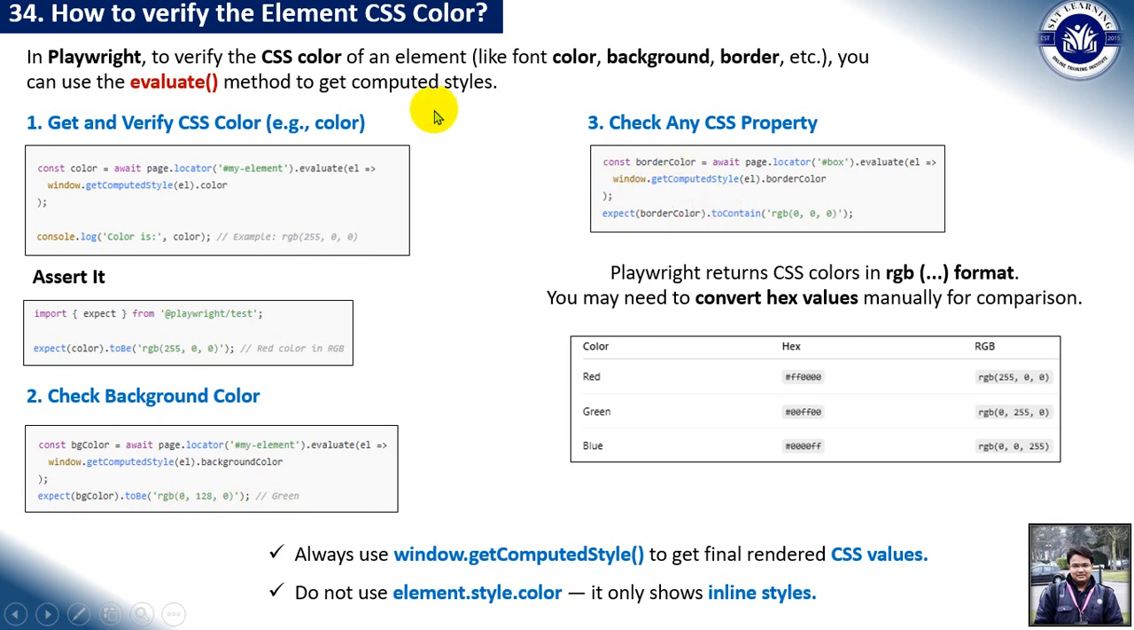So just make sure you know how to validate the color property of the element, the background color, and the border color. Always use window.getComputedStyle to get the final rendered CSS value. Do not use element.style.color, it only shows the inline styles. So always use window.getComputedStyle. If you speak this word, it is more than enough for them to understand you know the answer. Okay.